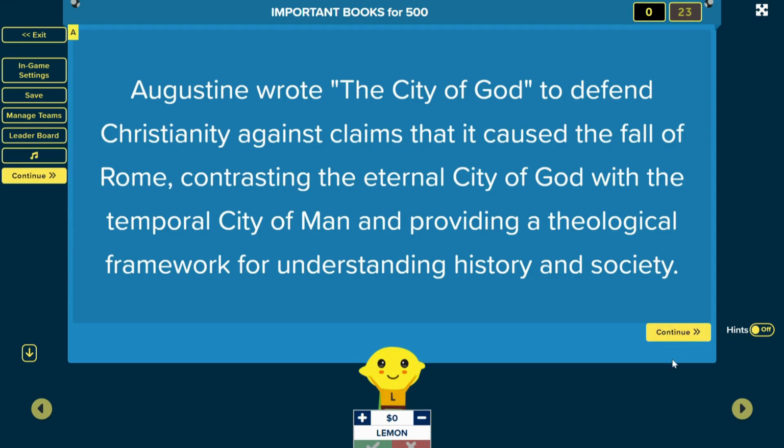Obviously, you don't need this entire little paragraph to answer the question correctly. Ideally, this part from here to here would work for this answer.